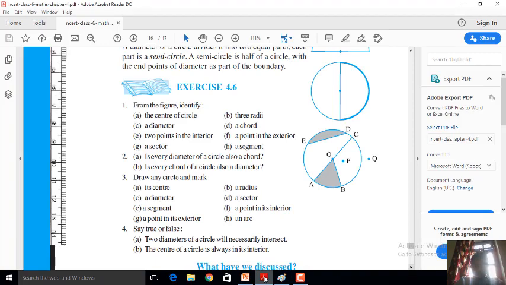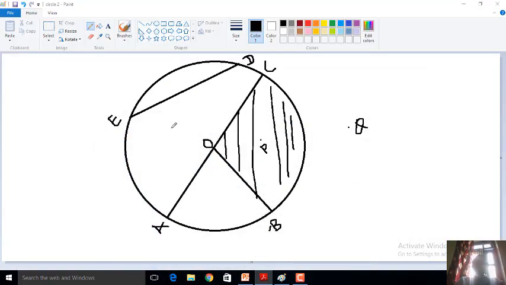Next we have to name a segment. We know that a segment of a circle is the region bounded by a chord and the arc. If we join the ends of the arc by a line segment, the region that we obtain, this region will be known as a segment of the circle. So this region is a segment of the circle.